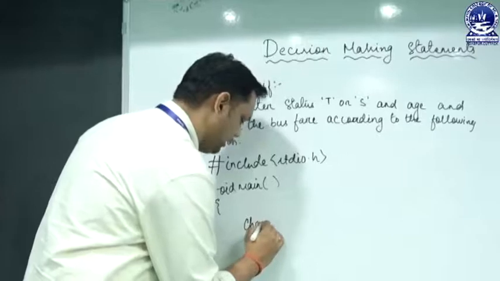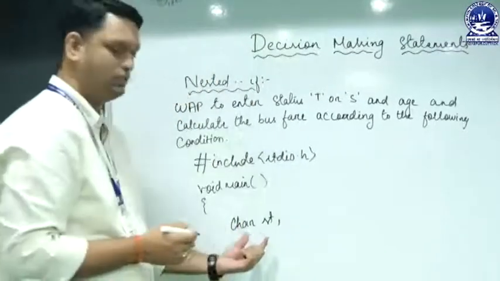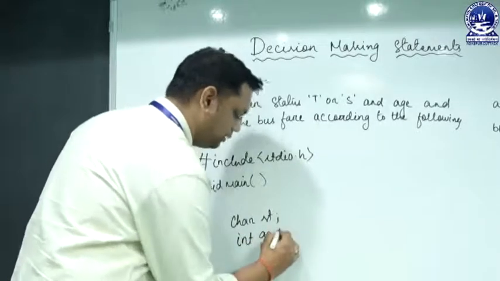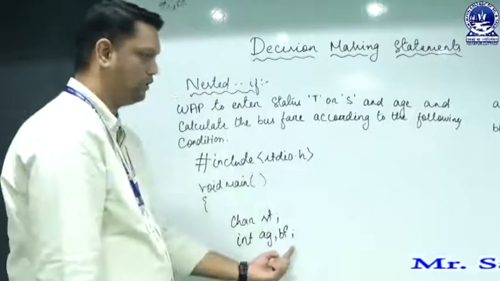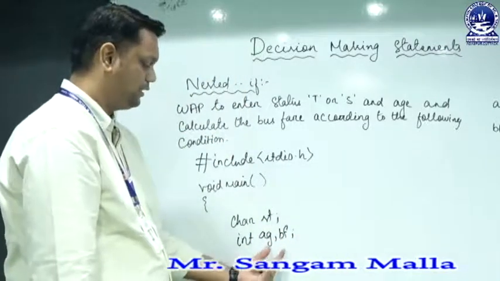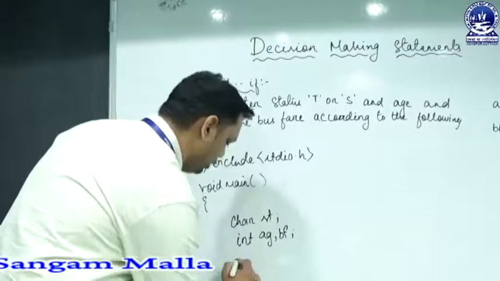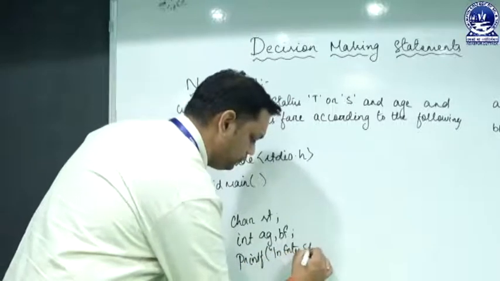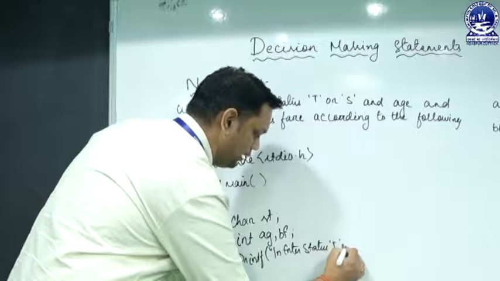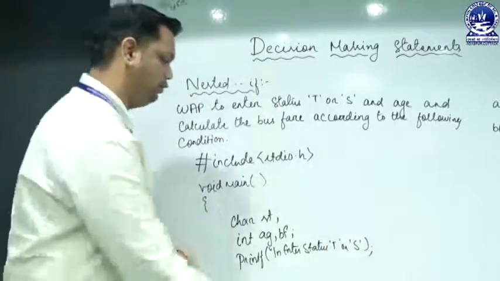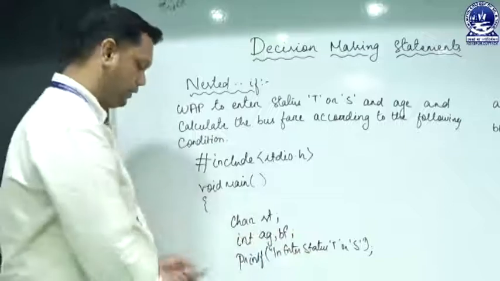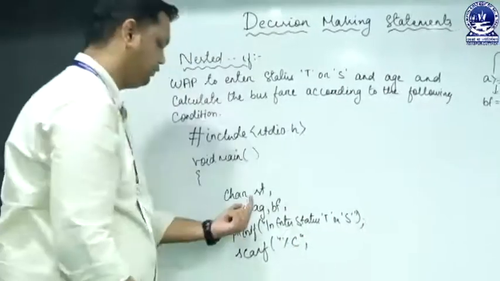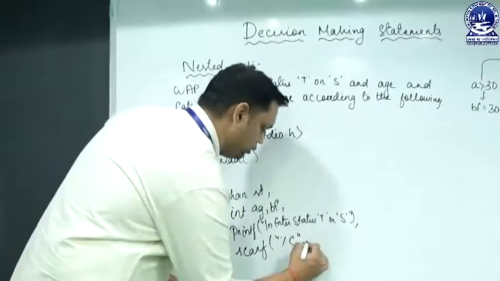So let's say char ST, which stands for status, and we have to take the age as well as the bus fare. We have to calculate the bus fare, so I have to take two variables, that is age and bus fare. First I have to give the message: enter status T or S, so that the user will not get confused about what they have to enter. Next, I will write scanf with %c, the format specifier of character data type, followed by ST.